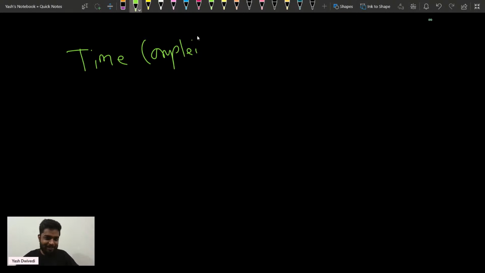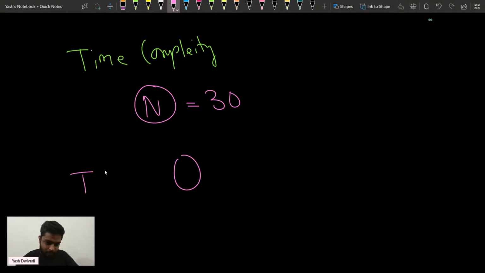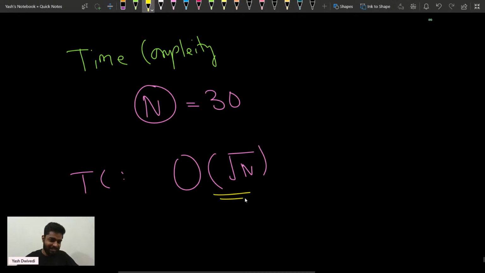If I give you a particular value of n, like let's say n is equal to 30, then you'll say that under root of 25. So you'll tell me that, okay, the time complexity is going to be nothing but order of root n. Correct? This is what you are going to say. You can write yes in the chat.